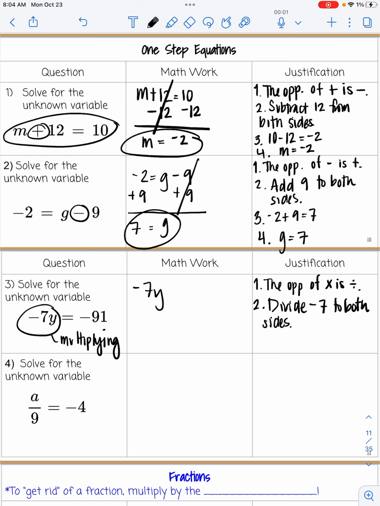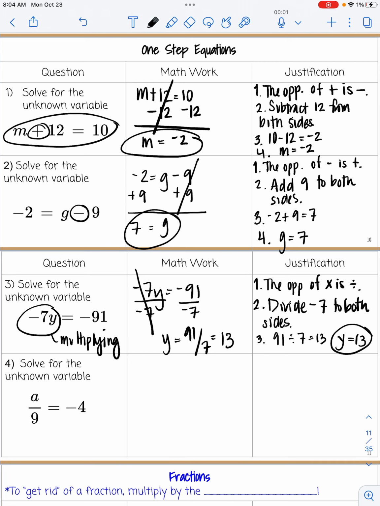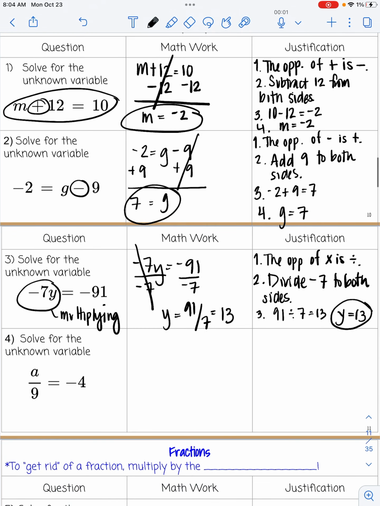So we have negative 7y equals negative 91. I'm going to divide negative 7 to both sides. That's going to cancel this negative 7. y equals 91 over 7. Or if I want to give you the number, I have to divide 91 divided by 7, and that's going to be 13. So step 3, 91 divided by 7 equals 13, and therefore y equals 13.